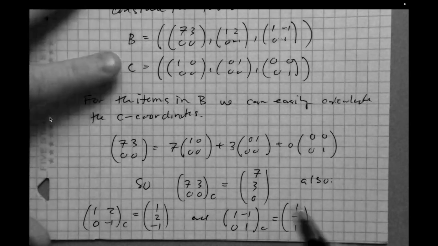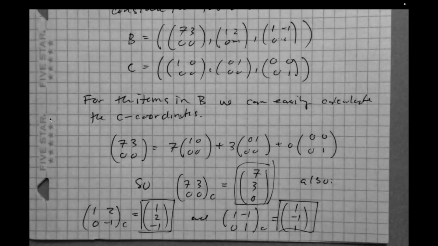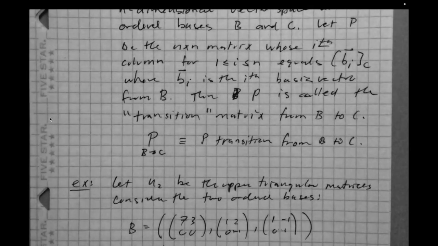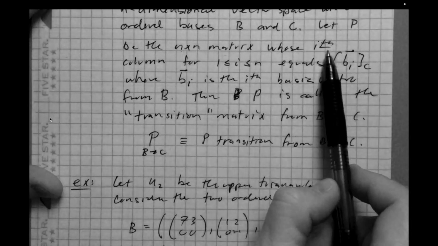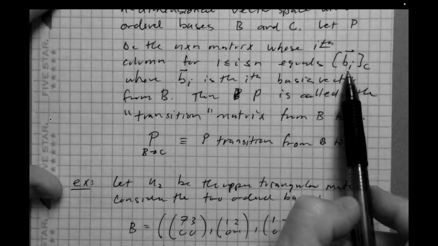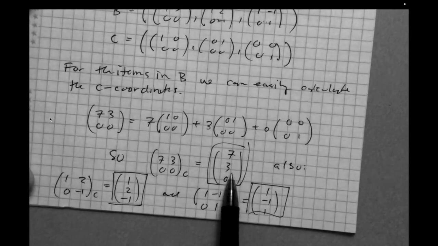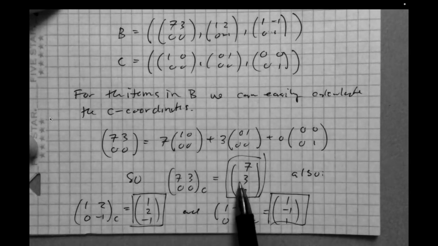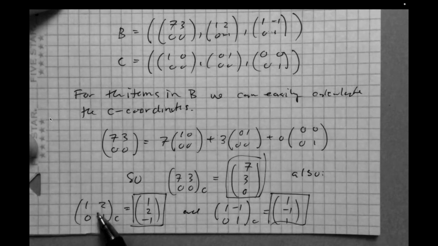Okay, so the key thing here is that I've got this one, this one, and that one. And if we go back to the definition of the transition matrix, what does it say? It says a transition matrix is going to be the n by n matrix whose ith column is equal to the ith b vector under the C coordinates. So that's what we have here. This is the first vector from B coordinatized in C, so this would be the first column of P. This is the second basis vector.